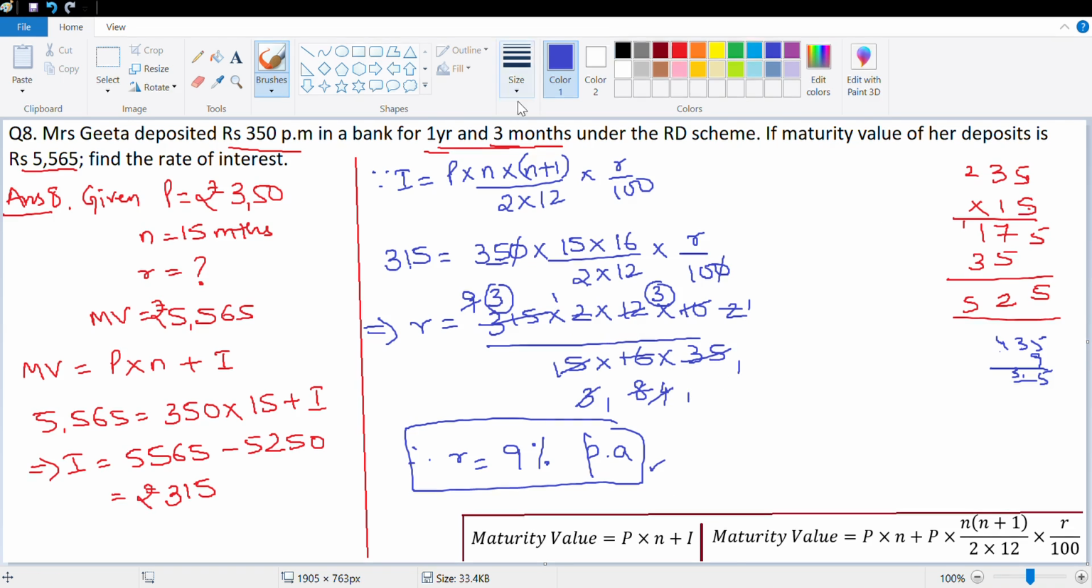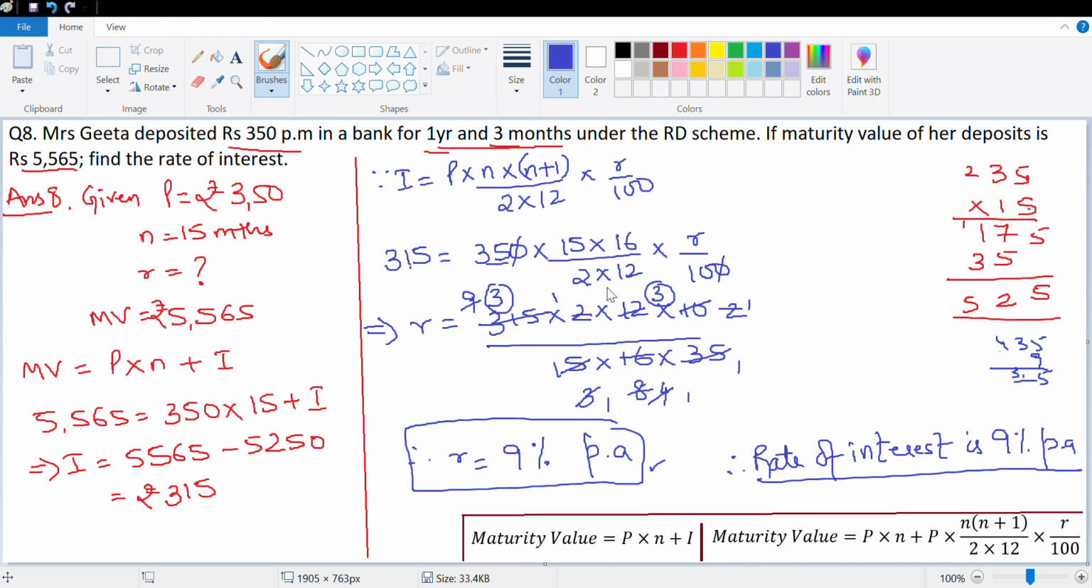Good. Let's look at the question. Find the rate of interest. Therefore, rate of interest is 9% per annum. That's the final answer. Let's look at the next question.